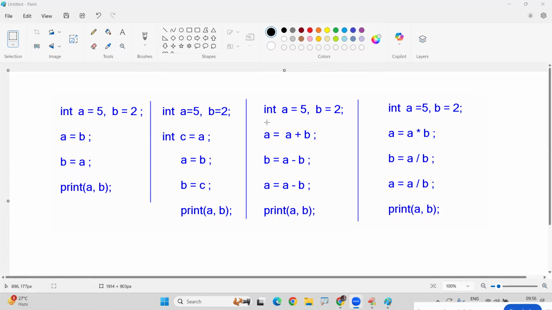Now let me explain one by one. First one. Look at this, b value we are storing into a. What is b? 2 will be stored into a. So in a, 5 is there. That is replaced with the 2. Now there is no more 5 because 5 is already replaced with the 2. Now a value you are storing into b. What is that a value? It is 2, that you are storing into b.